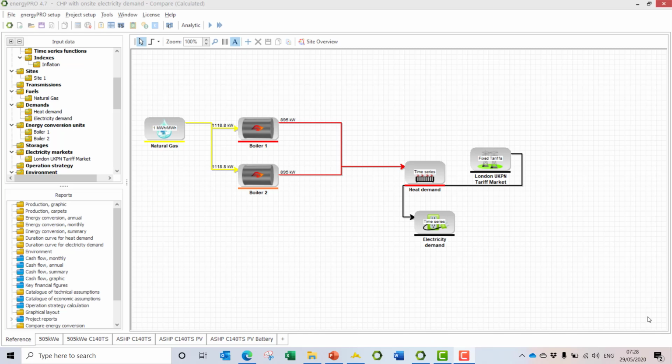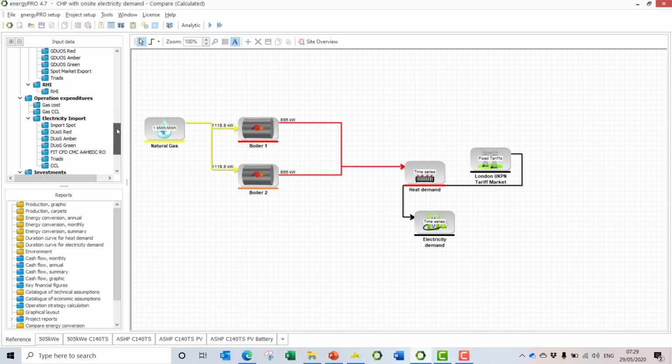Okay, let's now move on to the software itself. So this is energyPRO, and this is a project I've obviously prepared in advance of this. You can see here on this graphical interface we've added a couple of boilers of just under 1 megawatt each. We've got a fuel, natural gas, we've got a heat demand, electricity demand, which is supplied by an electricity market in London. And over here, we can see there are lots more inputs.